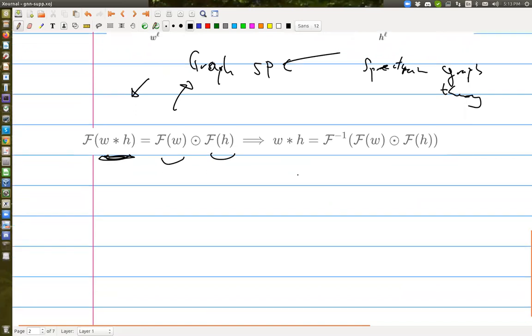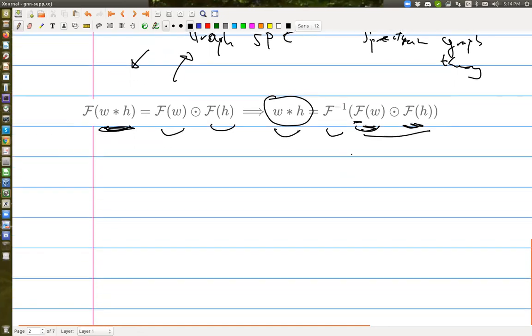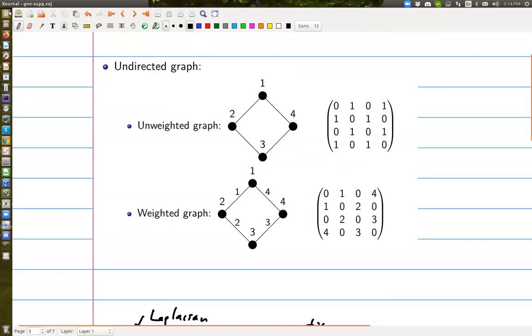So in a sense, we can define convolution by first doing a Fourier transform of the signal and the kernel, then doing an element-wise multiplication, and then doing an inverse transform again. That would let us define a convolution generalized to all cases. Then the question is, how do we define the Fourier transform though? This has been studied for a while by, as I mentioned, the spectral graph theory people.